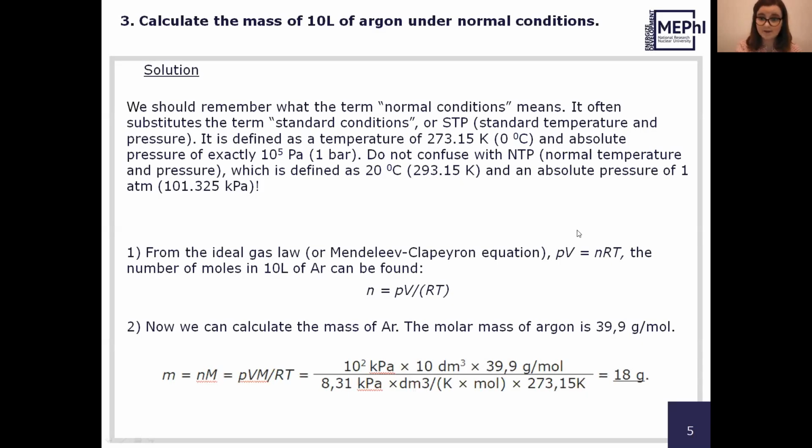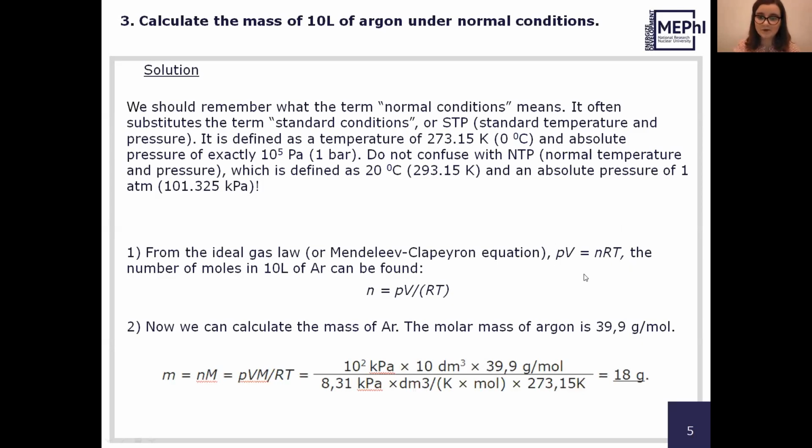Do not confuse it with normal temperature and pressure, which is defined as 20 centigrade or 293.15 kelvins, and an absolute pressure of 1 atmosphere. So you can see that in these two cases, the pressure is slightly different. Here we have 100,000 pascals, and here we have 101.3 kilopascals. They're very, very close to each other, but not the same. Okay, now we know what temperature and pressure we should use.